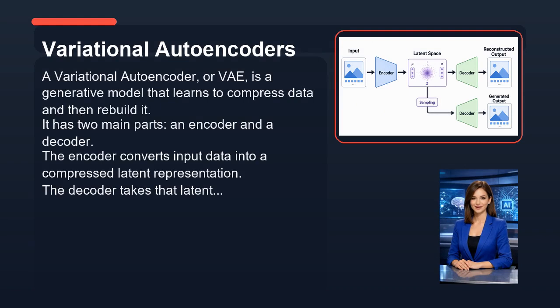A variational autoencoder, or VAE, is a generative model that learns to compress data and then rebuild it. It has two main parts, an encoder and a decoder. The encoder converts input data into a compressed latent representation. The decoder takes that latent representation and reconstructs the data. After training, the model can sample from the latent space and generate new outputs. VAEs are useful for representation learning, anomaly detection, image generation, and creating smooth variations of data.